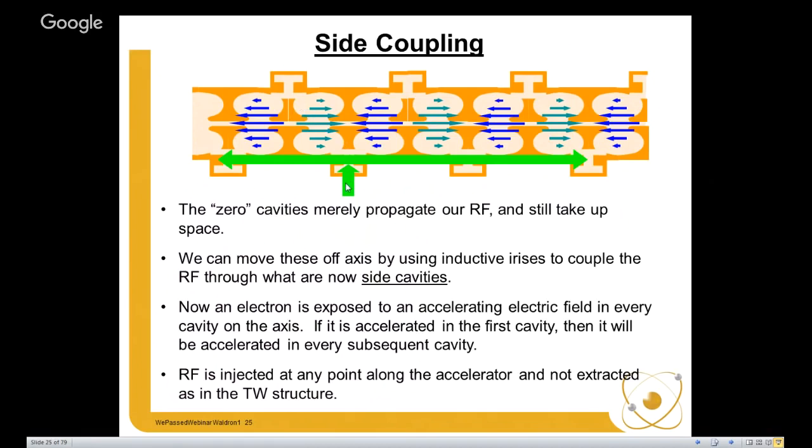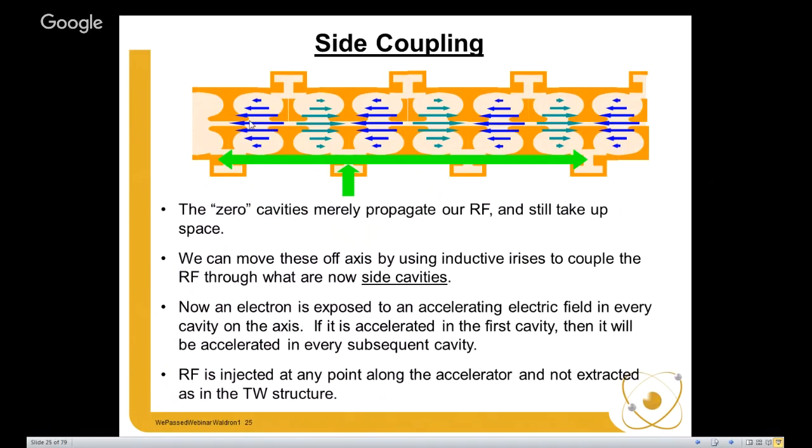So now when the RF propagates, it propagates, say, in here, through this cavity, through this cavity, this cavity, this cavity, this cavity, and so on and so forth. We could say it sort of zigzags through there, although it's conceptual. So now my accelerator is half the length it was by using inductive irises in the side of the cavities.